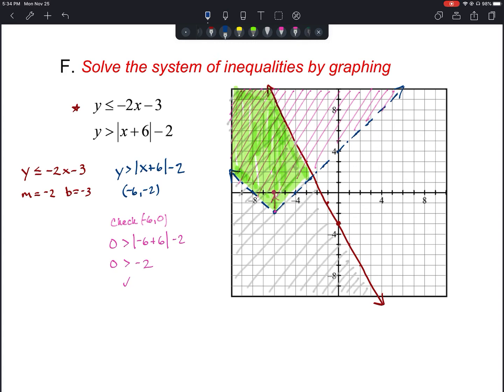So you know what, let's just go ahead and throw one in there just to check it. It just so happens that the point we just used, (-6, 0), we already knew it worked inside of our absolute value. So let's just plug that into the other equation for our line. So we'll check this here by saying 0 is less than or equal to -2 times -6 minus 3. Well, that should give us 9, and 0 is less than or equal to 9, so we know that we are correct. All right, that's the notes for H4-8.